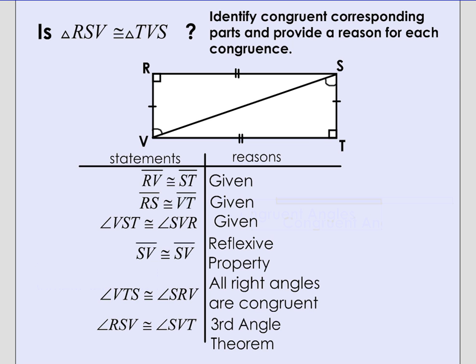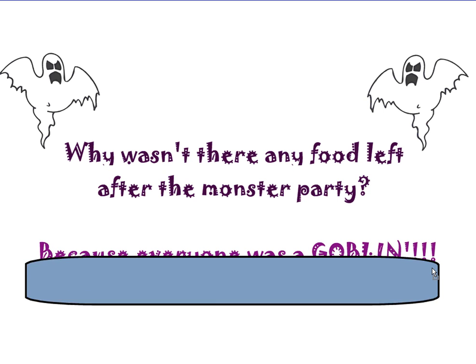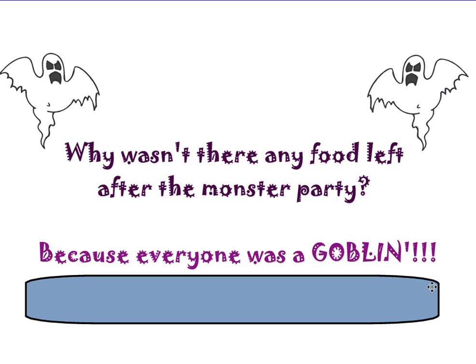So let's finish with a joke. And our joke is, why wasn't there any food left after the monster party? Drum roll. Well, there wasn't any food left after the monster party because everyone was a goblin.